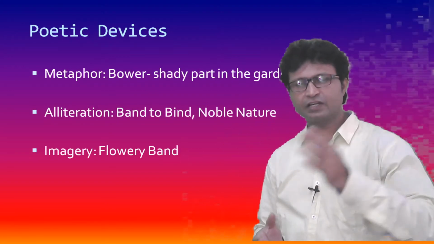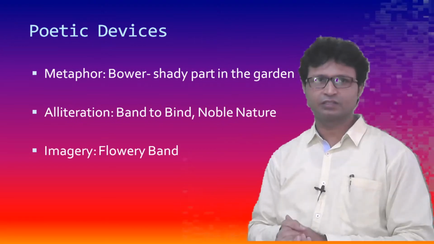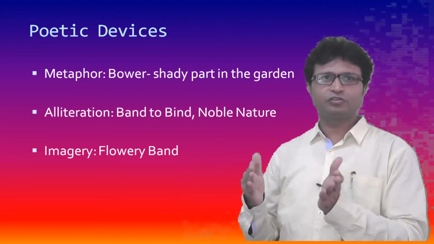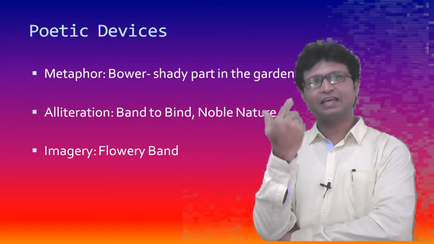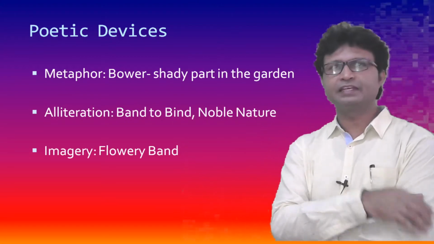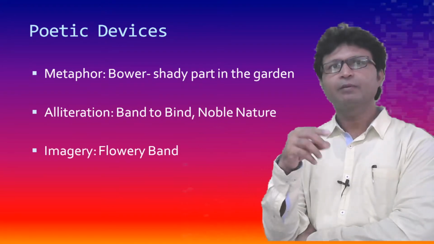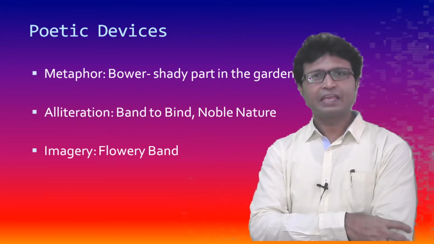So if you find that line, wherein we bind ourselves to the earth, the flowery band that we wreath to bind, the band to bind. The sound of b is repeated, and therefore it is alliteration. Next one is noble nature. The sound of n is repeated by the letter n. So it is alliteration.